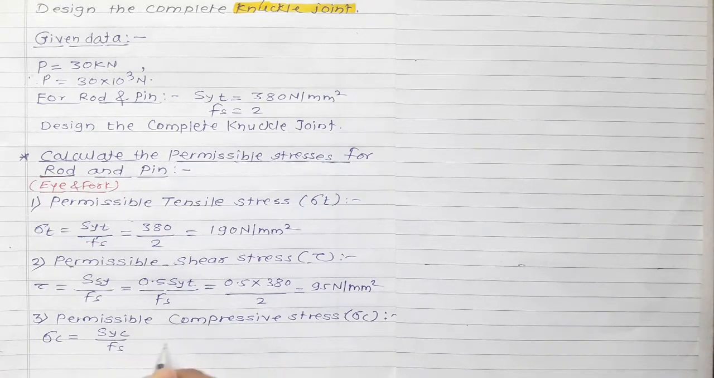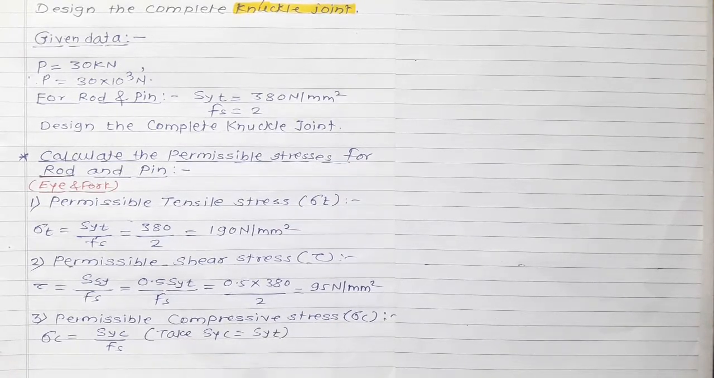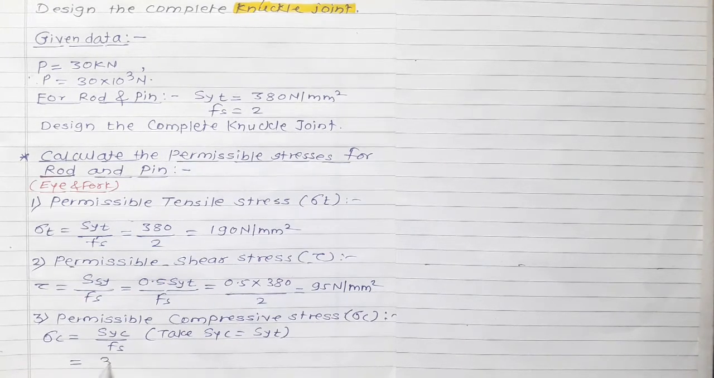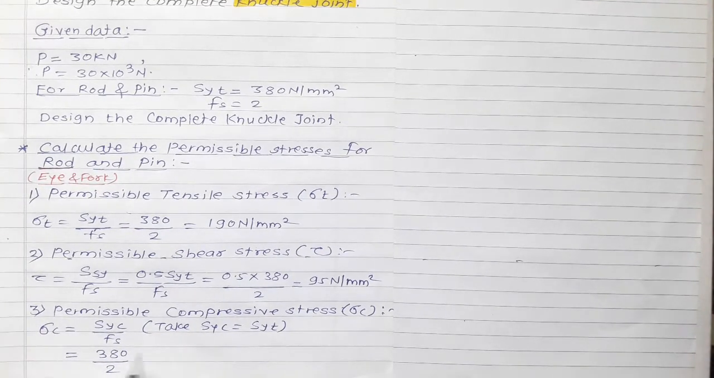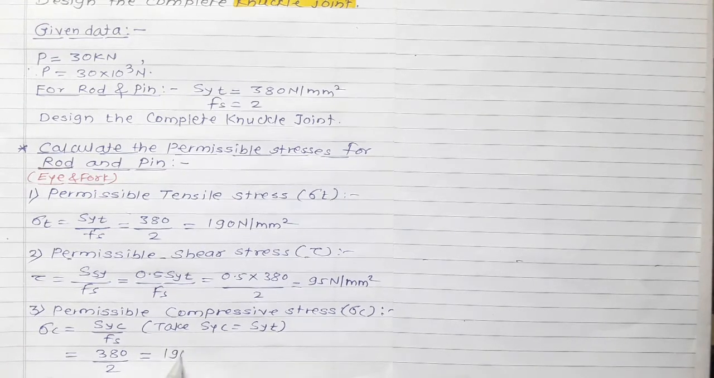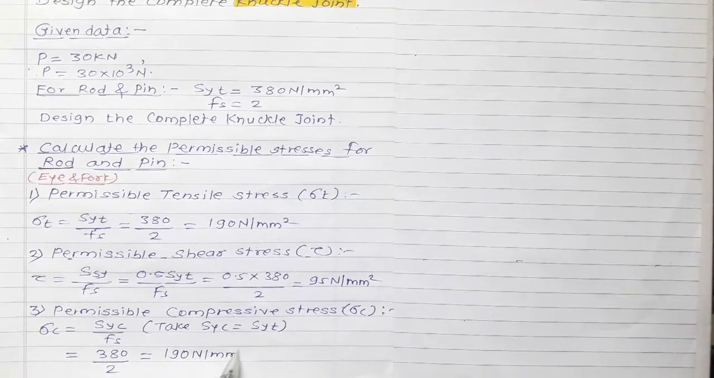Okay, so we have to write here, take SYC is equal to SYT, and value of SYT is 380. So we can put here value of SYC as 380 upon 2. So we can get the value of this permissible compressive stress as 190 Newton per mm square.